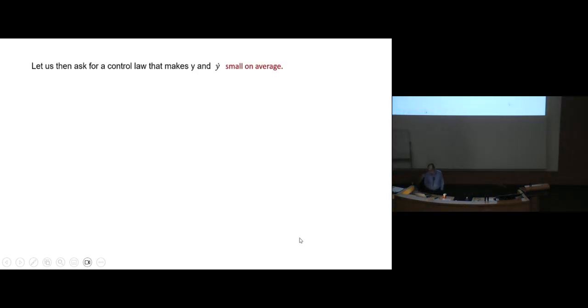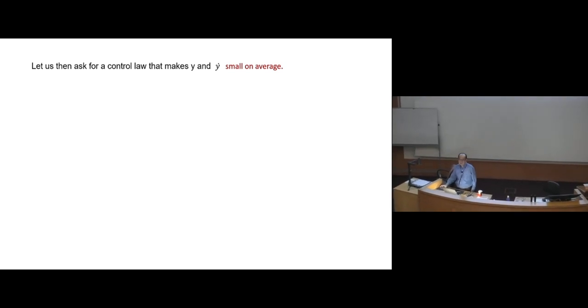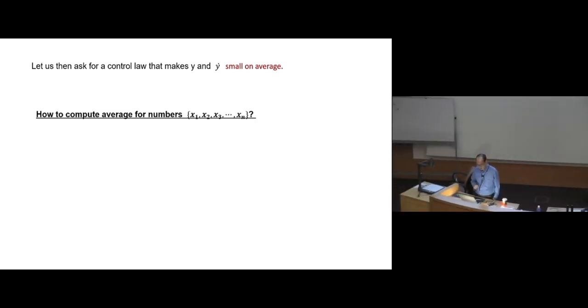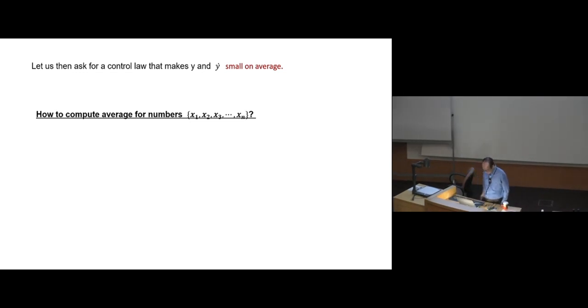Okay, now this is a requirement, right? We want to design a control law such that we make the position, the movement, and also the speed, small on average. Then we have to ask the question: how are we going to compute the average? Let's start with the simple ones.